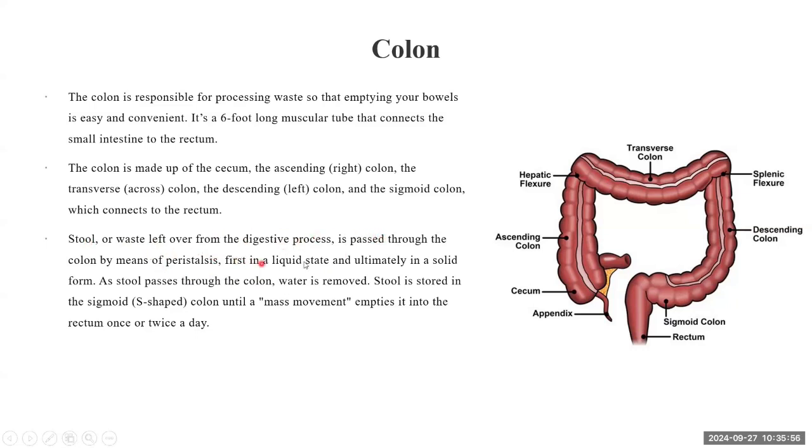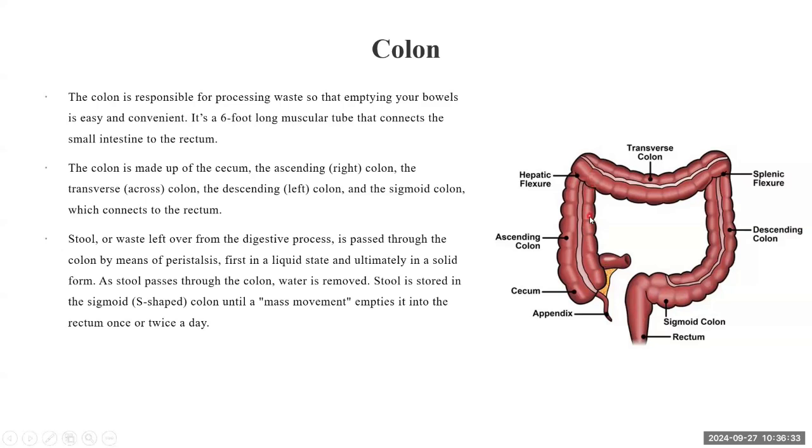So the stool or waste left over from the digestive process passes through the colon by means of peristalsis, first in a liquid state and ultimately in solid form. Whenever the digested food is available in the small intestine, it is in a liquid or semi-solid, or concentrated liquid form. When it moves through the loops of this intestine, water is absorbed, and the waste gets converted into solid form, because the intestine reabsorbs the water from it and sends it back to the circulation. So our body stays hydrated this way.